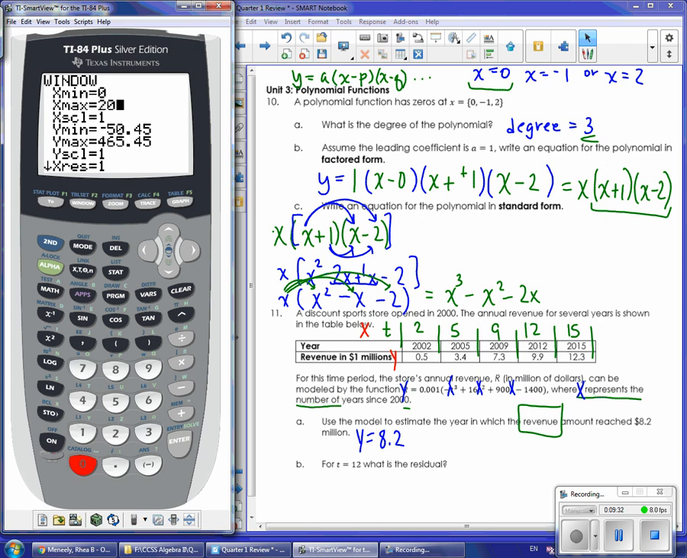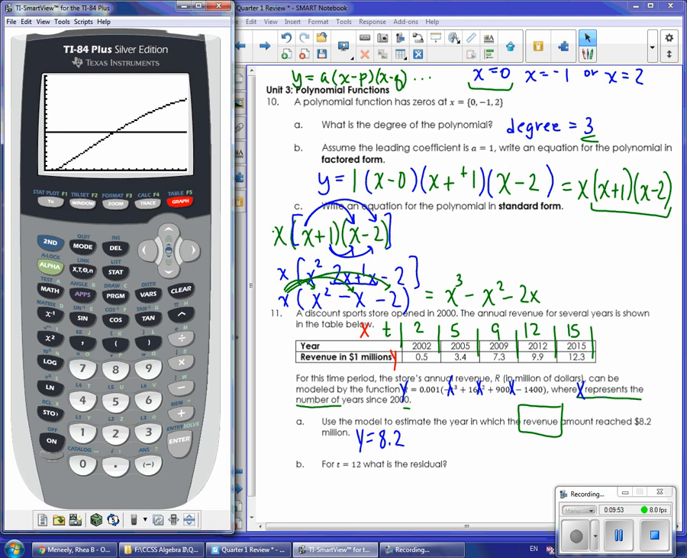And then when it comes to the revenue, I can see that it goes from 0.5 to 12.3. So again, I'm going to go a little bit beyond that, and I'm going to go from 0 as my minimum to 20, again, as my maximum. And then I'm going to go ahead and hit graph. And what I'm looking for is where these two equations intersect. And as long as I can see the point on my graph, the calculator will actually determine that for me. So I'm going to go ahead and hit second, trace. That's my calc menu, and that's going to let the calculator determine the point of intersection.